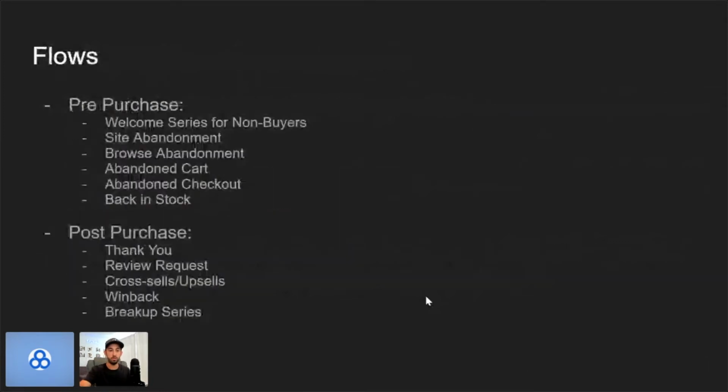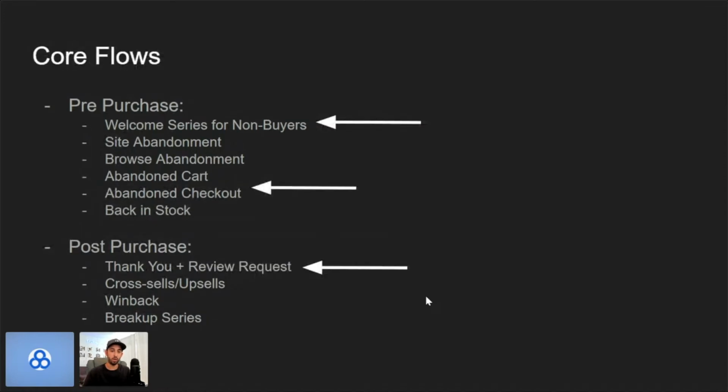So starting with some flows, the way that I think about things is there's pre-purchase and post-purchase. Some of the flows for pre-purchase are things like the welcome series for non-buyers, the site abandonment, browse abandonment, abandoned cart, abandoned checkout, and back in stock. And then post-purchase, we've got things like customer thank yous, review requests, cross-sells and upsells, win backs, and the breakup series. We don't have time, obviously, to go through all of these. To really focus on 3 of the core ones, I'm going to cruise through the welcome series for non-buyers, the abandoned checkout, and a customer thank you email.